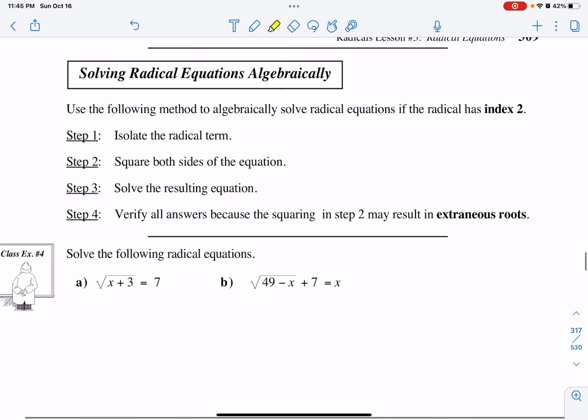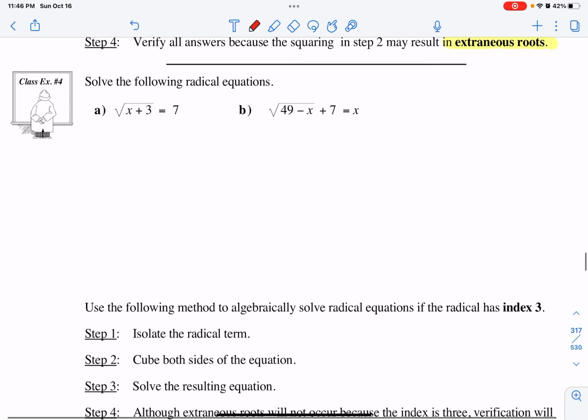All right, now let's formalize this a lot. So using the following method, we can solve for all indexes of 2. So we're going to isolate the radical term, square both sides, solve the equation like we did in quadratic equations, and then verify the answers because there may be an extraneous root at the end. So let's do a couple examples here.